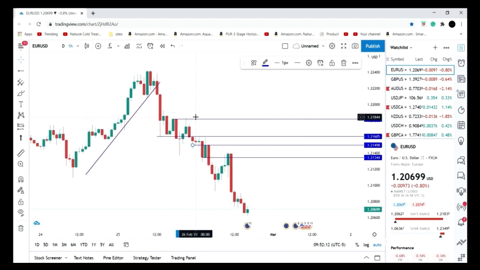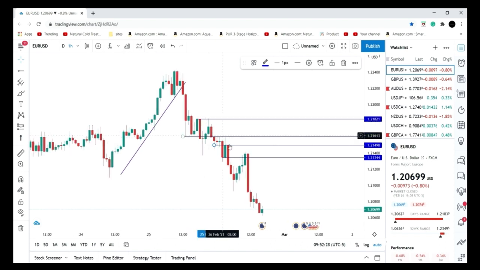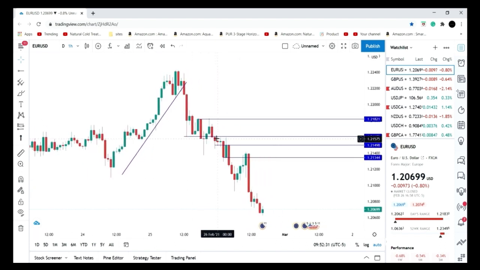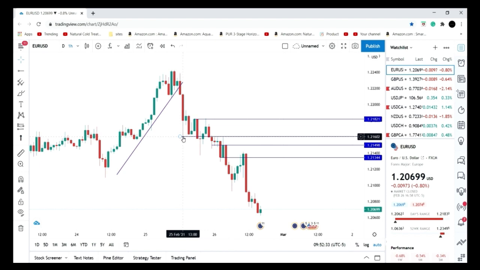Most people don't know how to draw the levels like that. So this is how we do it. We draw it at the body or the wick, and we wait for price to come to these levels. And then we're going to look for our entries. We're going to talk about entries later.